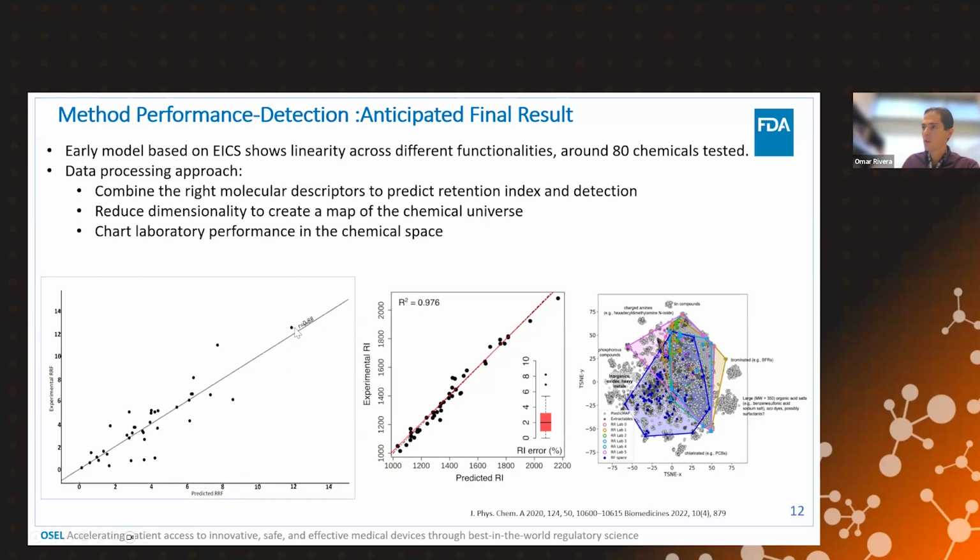As you can see, we still need to improve some of the R values for the methods that we're developing. But our intended next steps are to keep evaluating that method performance and combining all the right molecular descriptors to predict the retention index and the detection capabilities of the method. So we also want to reduce the dimensionality of the data to create a map, as you could see on the right-hand side of the slide. So we want to create this map of a chemical universe to chart all of the laboratory performance into what we call the chemical space.